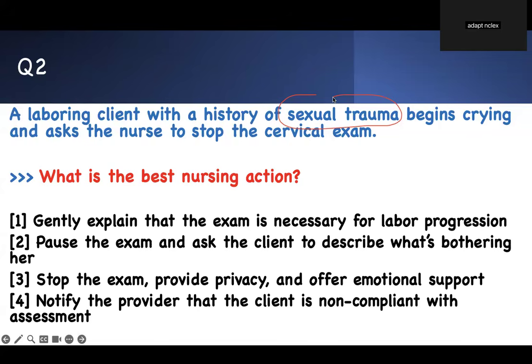Notify the provider that the client is not compliant with assessment. Of course, number 4 is really out there. There's nothing wrong. You can do something before calling the doctor. The patient is compliant. It says stop. Gently explain the exams is necessary for labor progress.